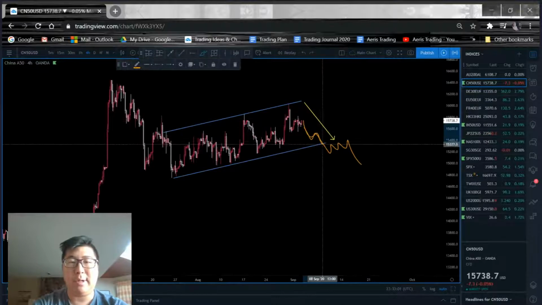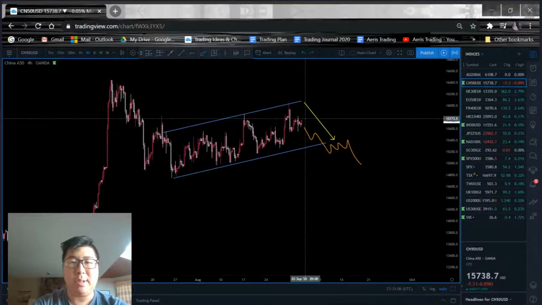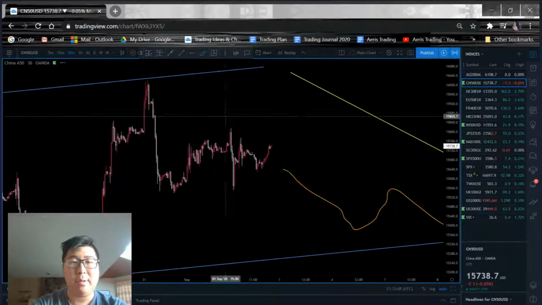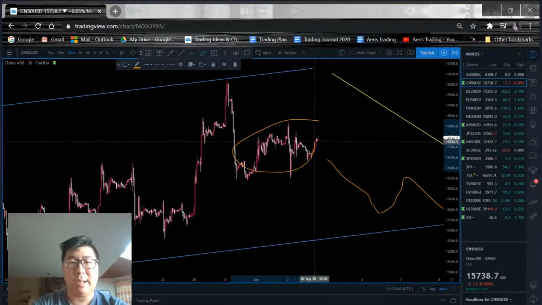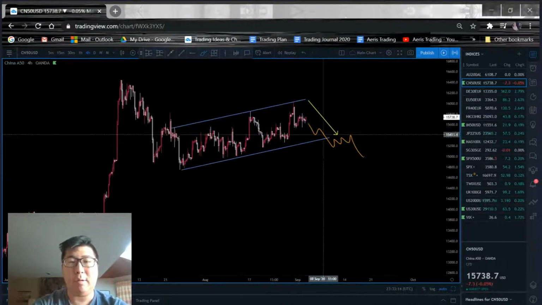Is it going to break out and then continue out of that structure to go down lower? Looking to see if it's going to develop something here. So far, this is a little bit ugly in terms of price action, so not interesting until a little bit more development there.